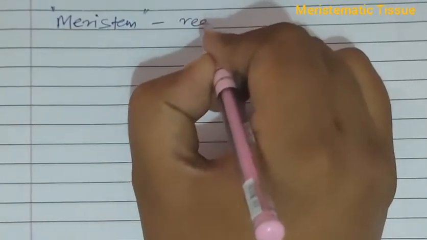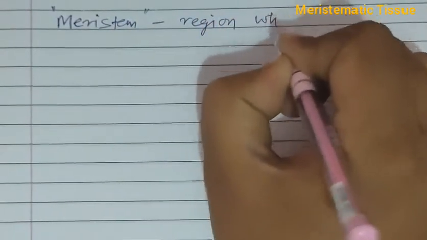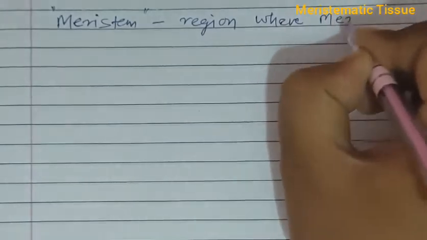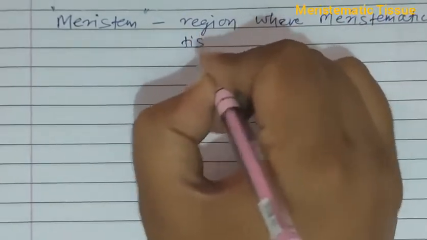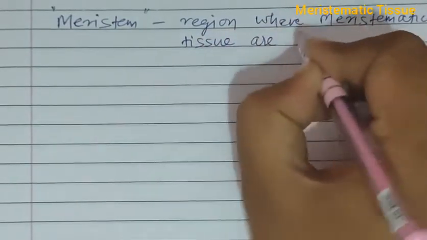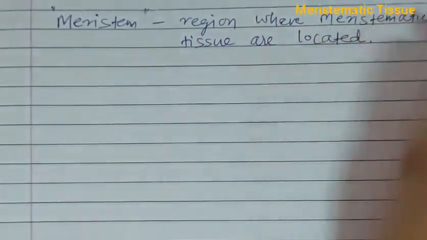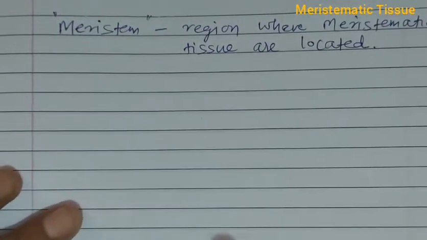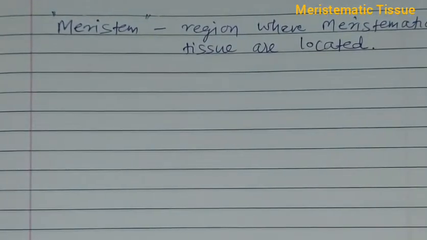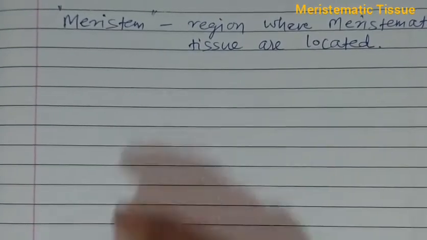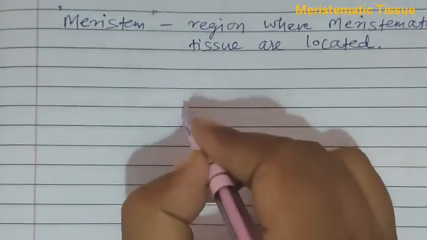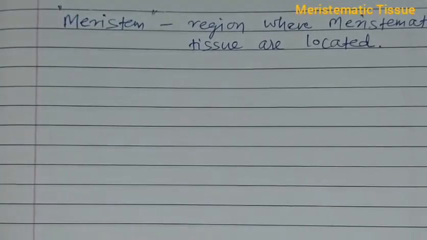So there is a difference between meristematic tissue and meristem. Meristem is the region where meristematic tissue are located. It is the region where meristematic tissue are located. So now we are going to classify these meristems. So classification of meristem now we are going to discuss.